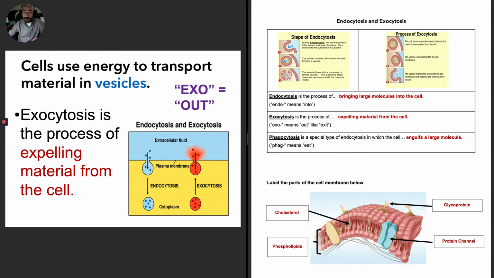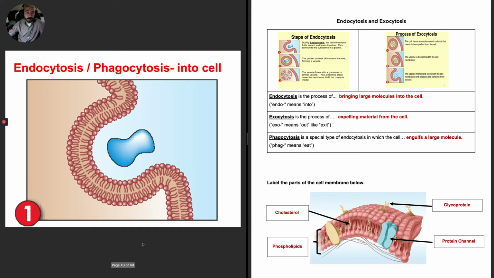They fuse and this opening forms, and then the insides get expelled from the cell. They get sent out from the cell. And that's really what endo and exocytosis are.